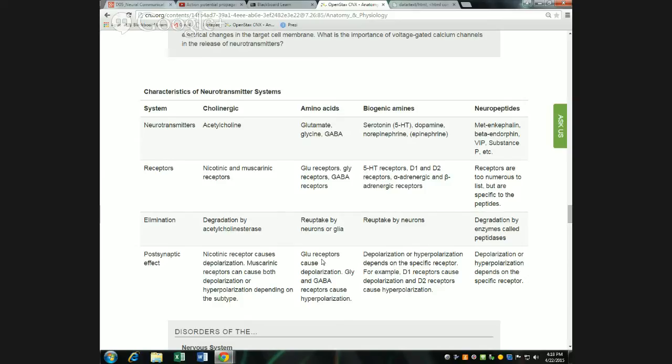You'll sometimes hear the amino acids referred to as excitatory or inhibitory amino acids. Glutamate is an excitatory amino acid because all of its receptors cause excitatory postsynaptic potentials. GABA or glycine are inhibitory amino acids because they always cause inhibitory postsynaptic potentials.